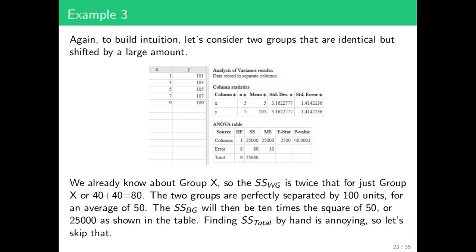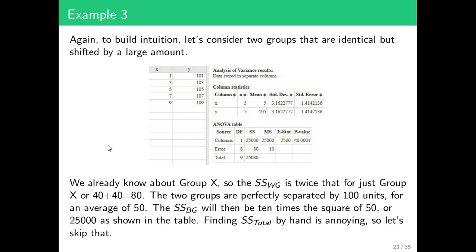Okay, next example, example 3. I'm still going to use the same X group to save myself some work, but I'm going to make another copy of that and then slide it up by 100. So it's going to save me some calculation. What we already know about group X is the sum of squares within groups is just 40. And I'm going to have the same thing happening in group Y because it's the same thing just shifted. So the total sum of squares within group, the thing that StatCrunch calls errors, is just going to be 80.